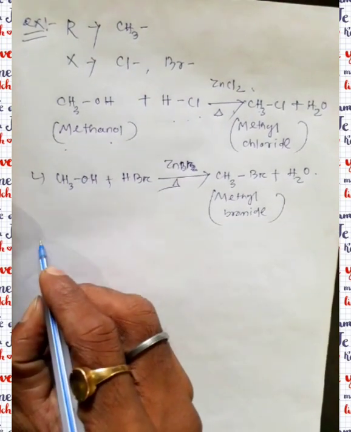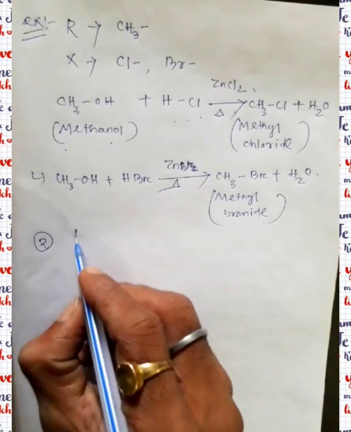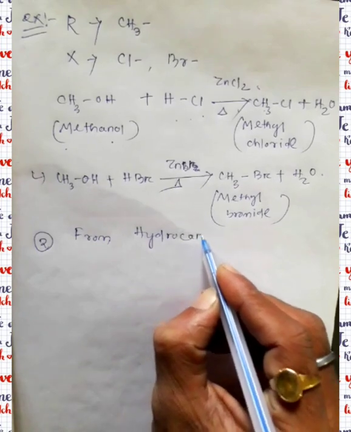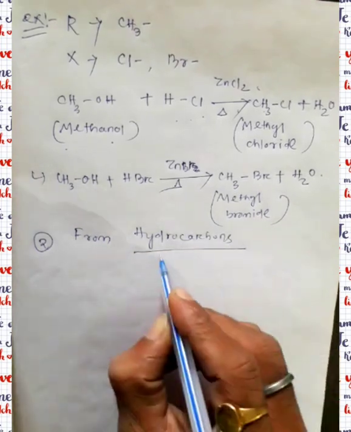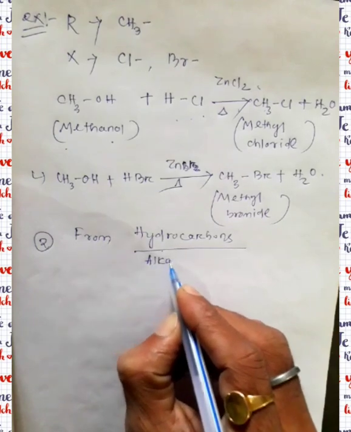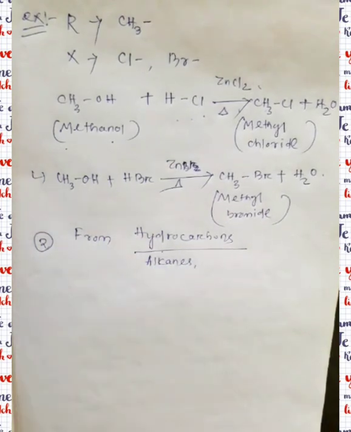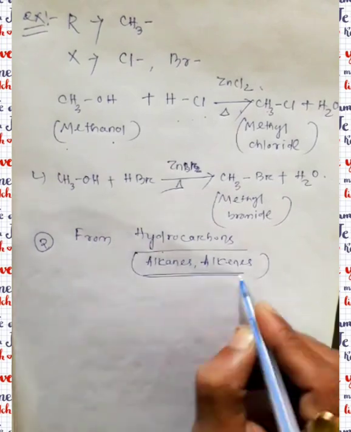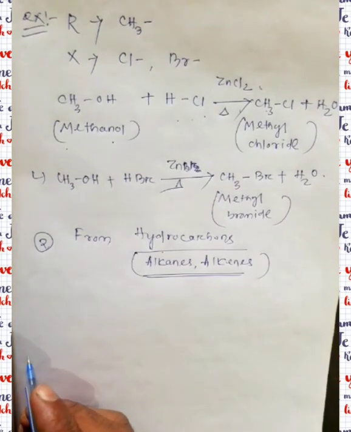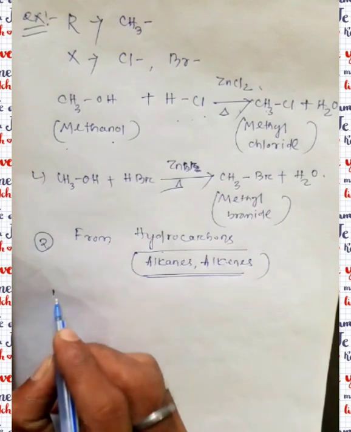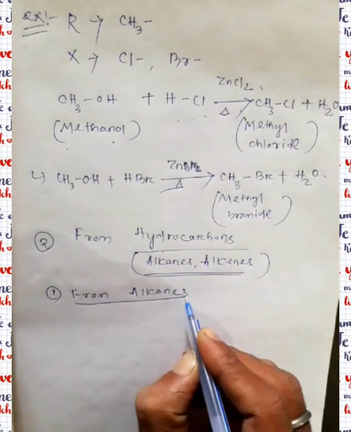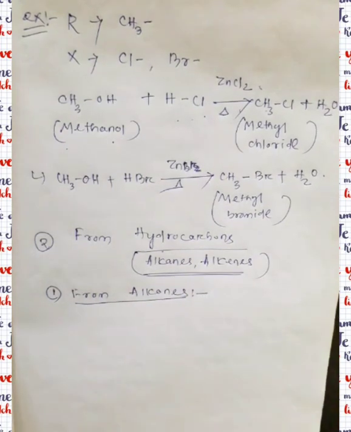Now the second preparation method is from hydrocarbons, means from alkanes and alkenes. How alkyl halide is prepared from alkanes and alkenes. The first method is from alkane. How alkyl halide is prepared from alkane.